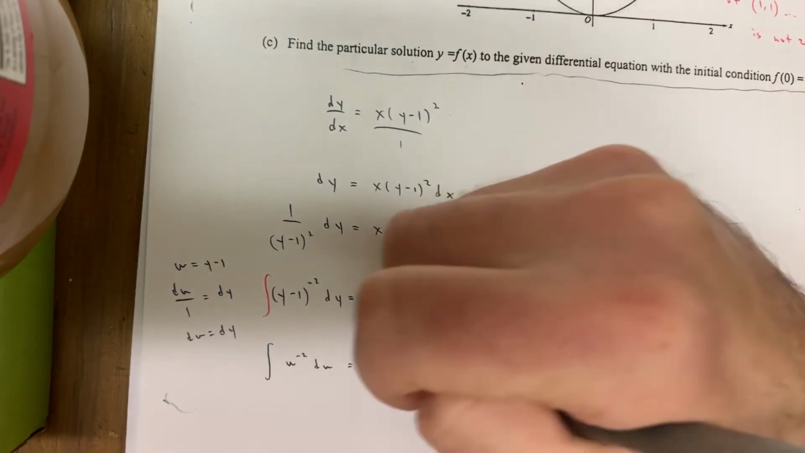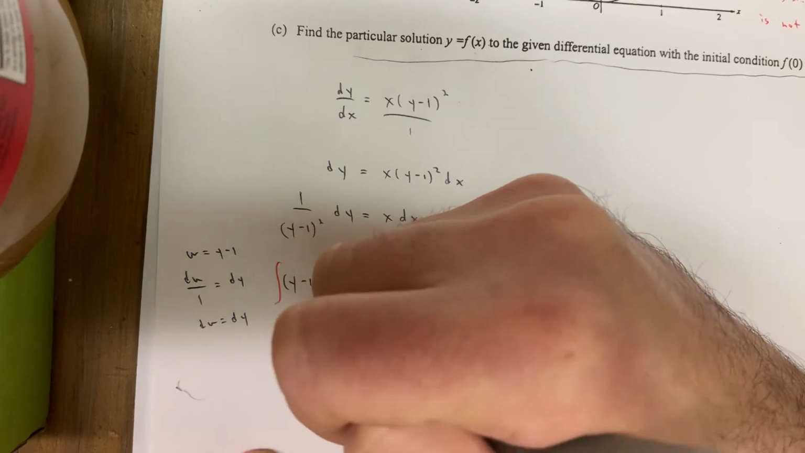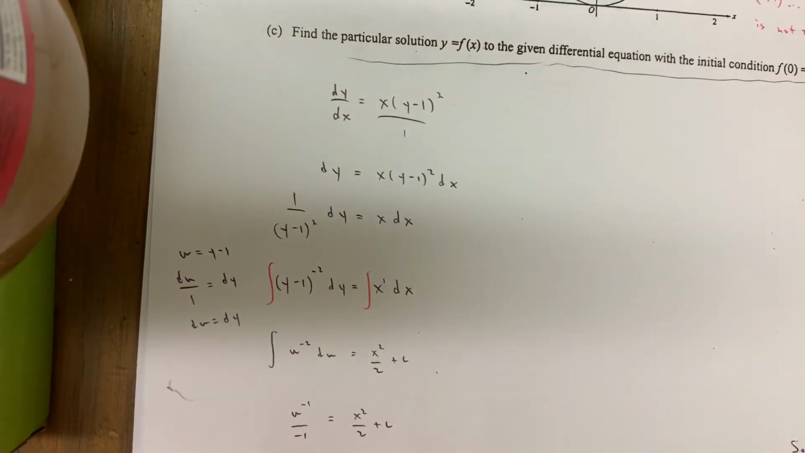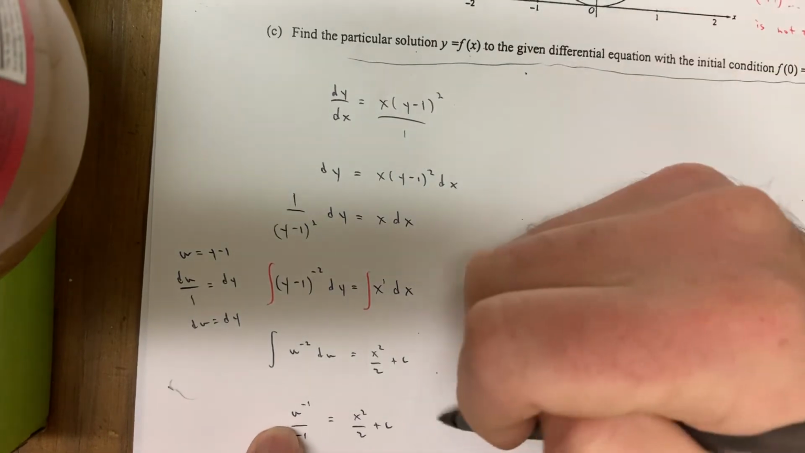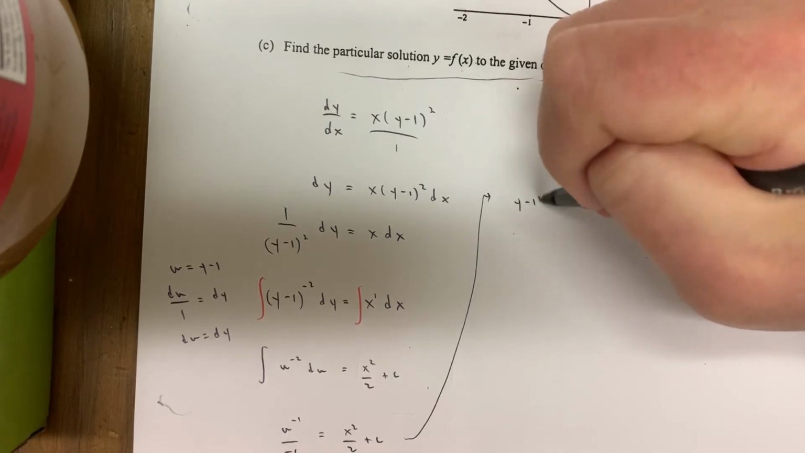And here we could actually integrate x to the first, x squared over 2 plus c. Integrate this side, add 1 to the exponent, divide by that number. We don't have to worry about adding c because we put it on the right-hand side, but you do have to worry about taking out that u and putting back in the y minus 1.